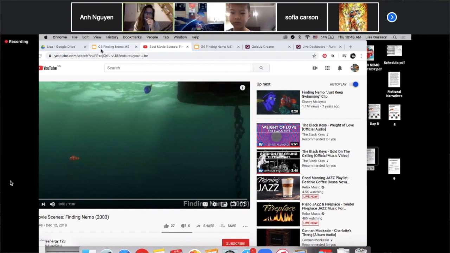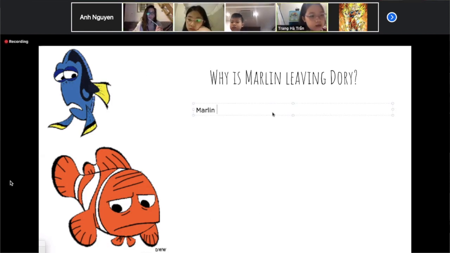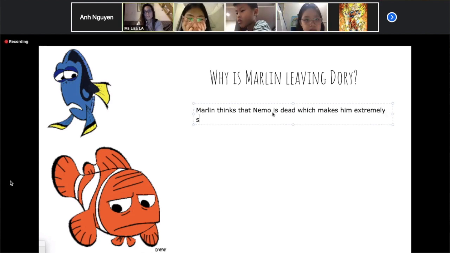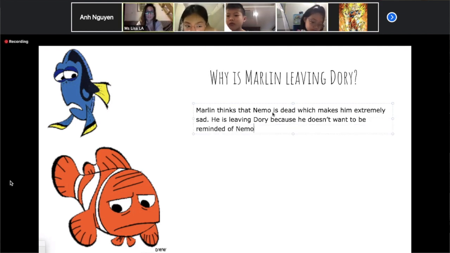Okay, let's talk about why Marlin is leaving Dory. Sherry, why does Marlin want to leave Dory? Marlin thinks Nemo is dead. So Marlin thinks that Nemo is dead, which makes him extremely sad. He is leaving Dory because he doesn't want to be reminded of Nemo. Okay, so when he looks at Dory, he thinks of their journey and they came all this way and now Nemo is dead.